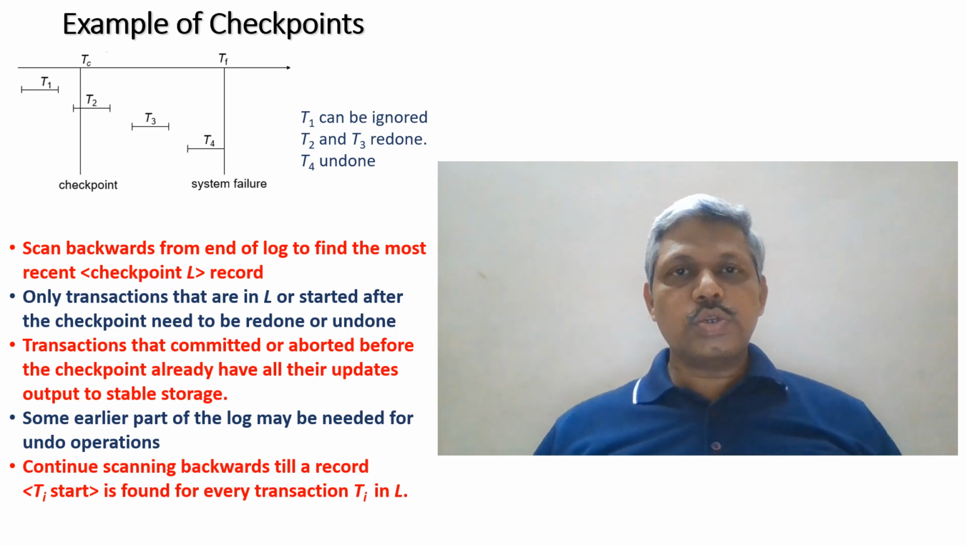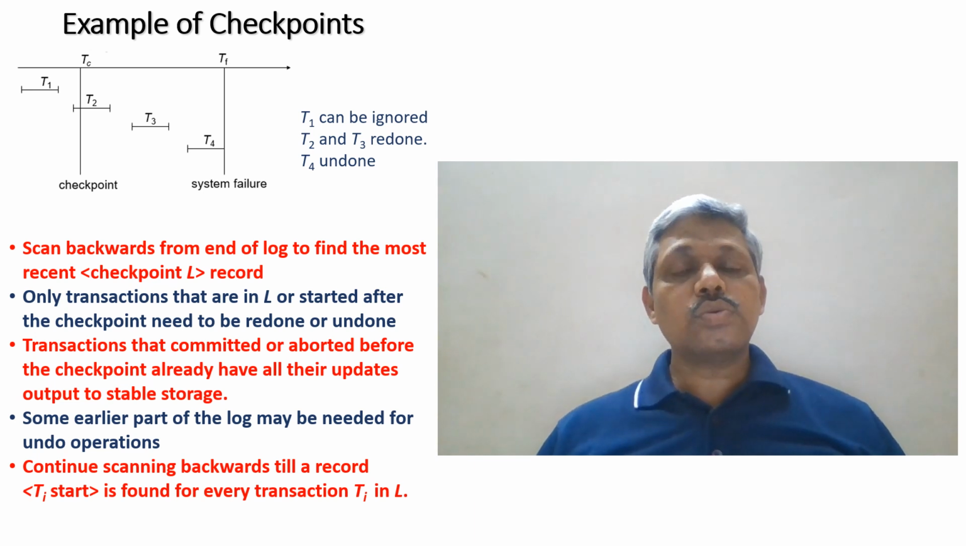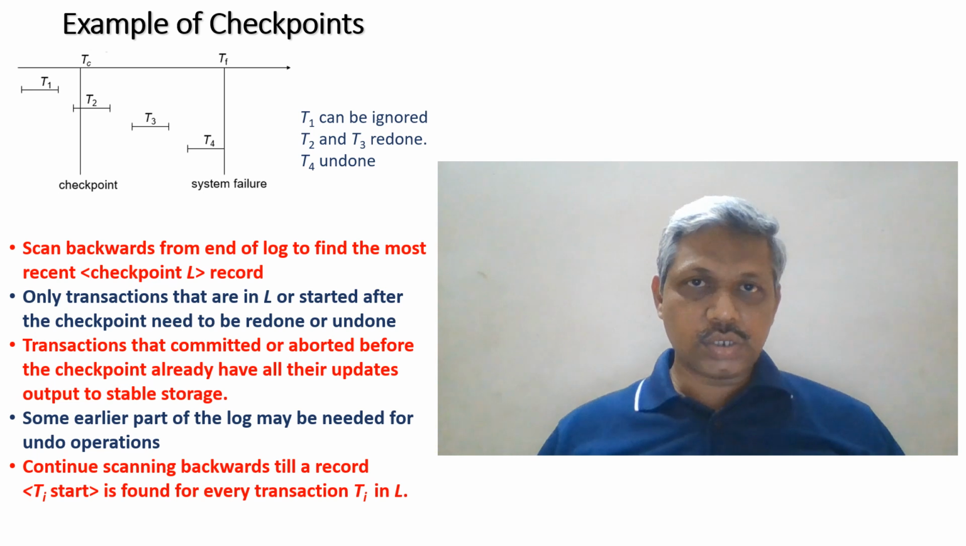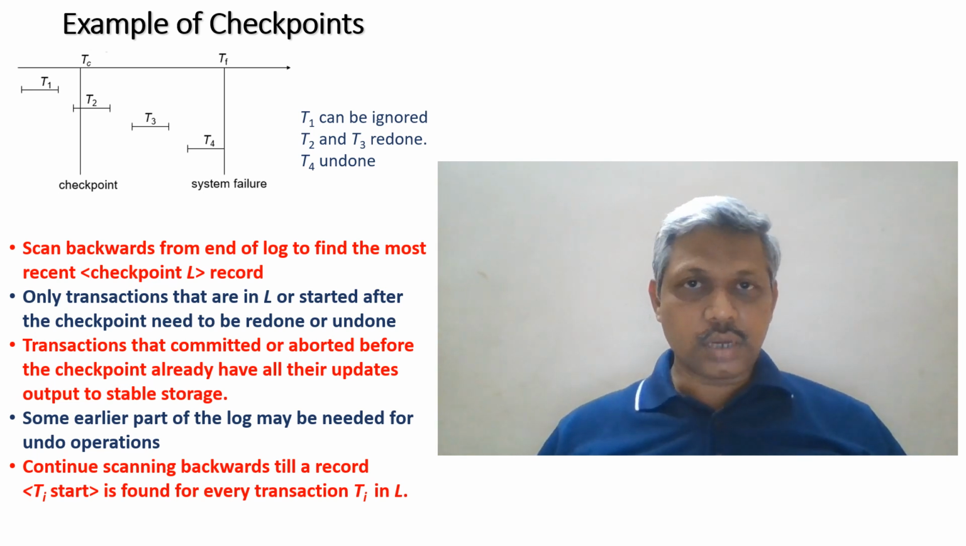T2 has initiated even before the checkpointing is initiated. So we need to scan backward until the start record of T2 and keep on doing the undoing and redoing actions. If T2 has committed, then we have to redo all the actions of T2 because it has committed. Even if it is aborted, we have to redo the actions of T2. That is how the log records after the checkpointing are useful.